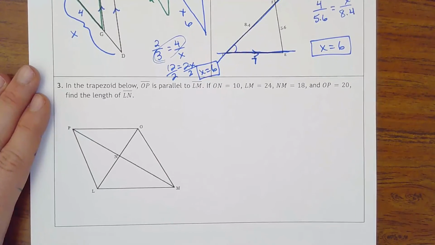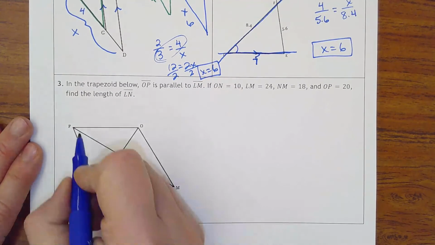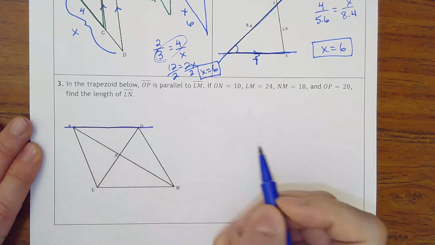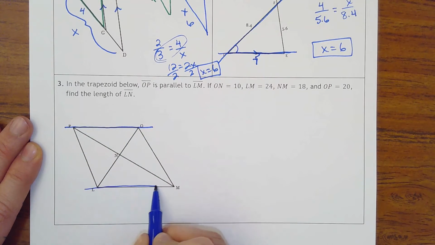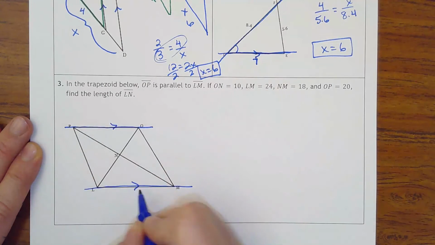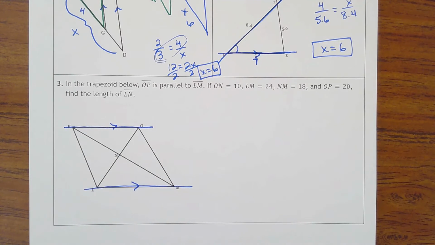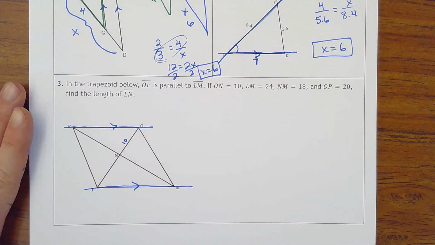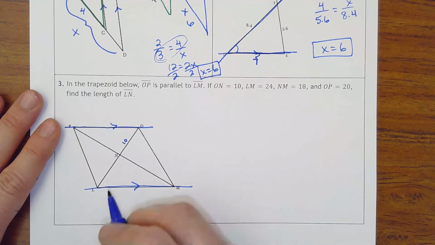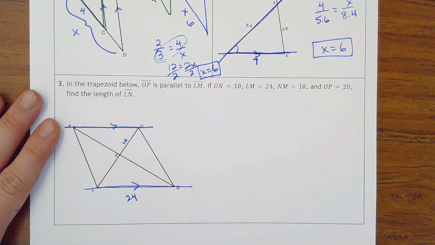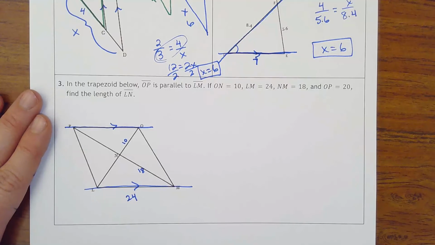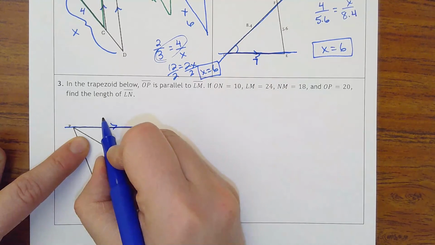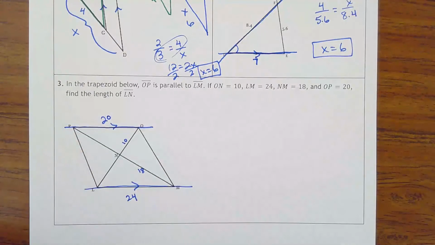Right, and then number 3 is a trapezoid. It tells me that OP is parallel to LM. So I just extend them a little bit so you can see a little bit better our transversal. If ON is 10, LM is 24, NM is 18, and OP is 20. Find the length of LN.